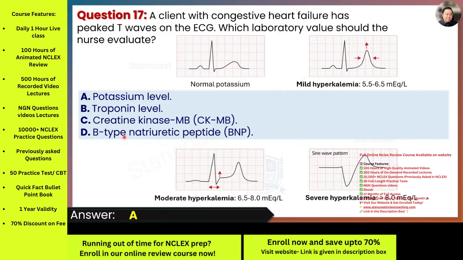Now, for letter D, B-type natriuretic peptide, or the BNP, is also useful in diagnosing heart failure because it's elevated when the heart is struggling with the fluid overload, but the BNP does not affect the ECG directly, and it's not related to the elevation of the T waves.